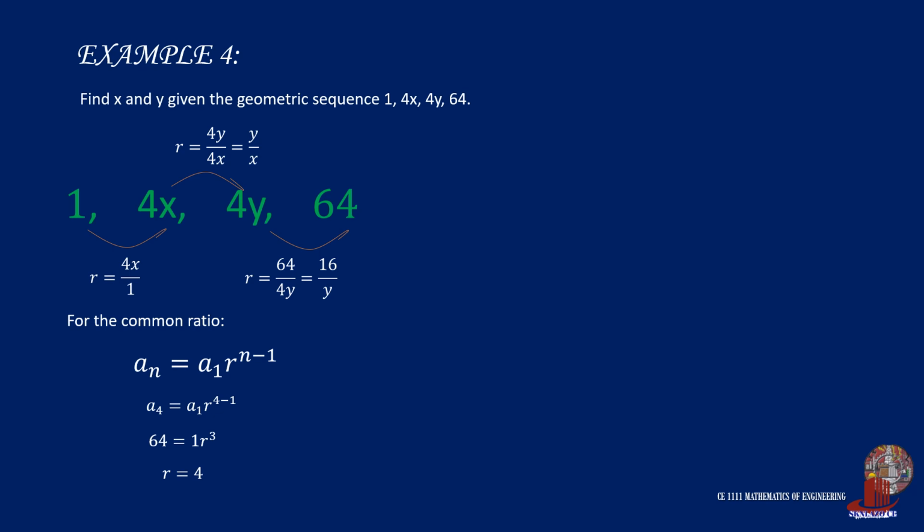Knowing the common ratio, we identify x through the explicit formula using a sub 2 as a sub 1 times r raised to 2 less 1. That is, 4x is equal to 1 times 4 raised to 1, or simply 4. Then we divide everything by 4 to have x equal to 1. For y, we use a sub 3 equal to a sub 1 times r raised to 3 minus 1, which is 4y is equal to 4 squared. Isolate y by dividing the equation by 4 to get y equal to 4.